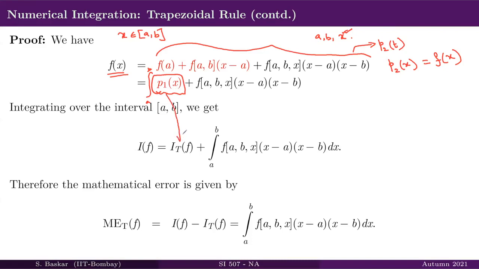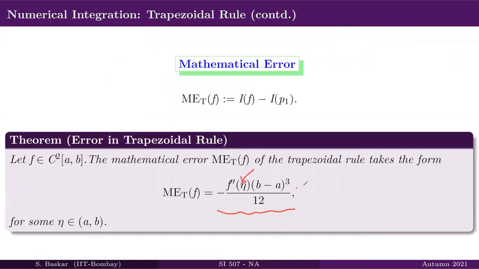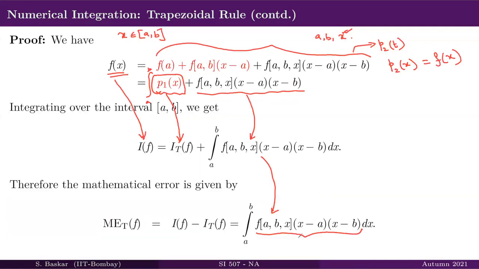That is why we have put here the left hand side, the integral over a to b of f of x dx. And similarly, when you take the integral of the second term, we get this. And that gives us the mathematical error expression like this. Now we have to somehow rewrite this integrand in a form that leads to our desired expression. Let us see how to handle this term.